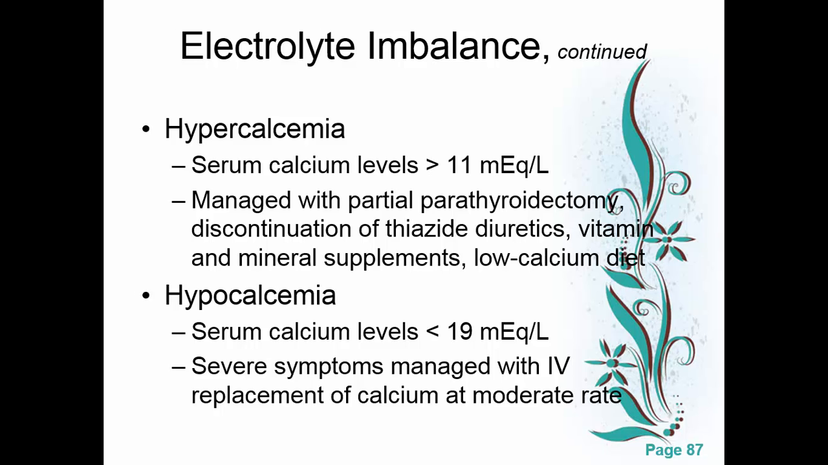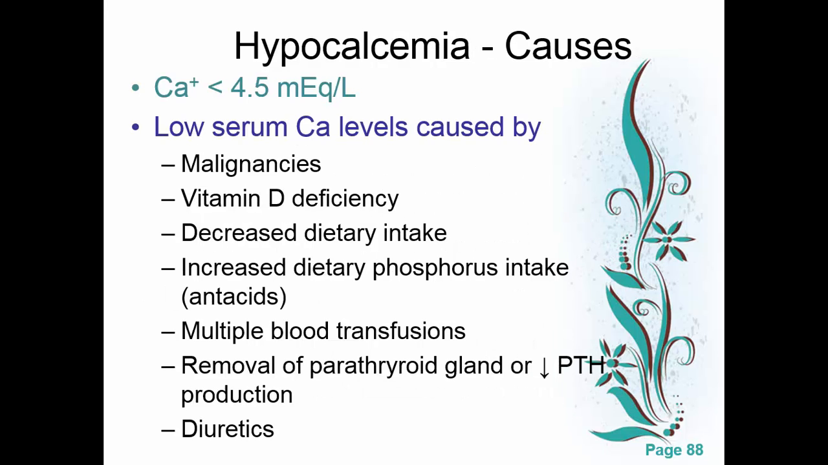Hypercalcemia is serum calcium levels greater than 11 milliequivalents per liter. It is managed with partial parathyroidectomy, discontinuation of thiazide diuretics, vitamin and mineral supplements, and low calcium diet. Hypocalcemia is serum calcium levels less than 19 milliequivalents per liter. Severe symptoms are managed with IV replacement of calcium at a moderate rate.